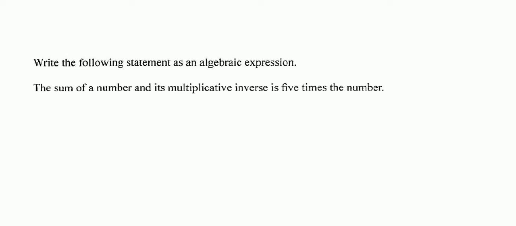Okay, so this part of the question, write the following statement as an algebraic expression. The sum of a number and its multiplicative inverse is 5 times the number. So let x be the number we're talking about. They said the sum of a number and its multiplicative inverse. So we are going to add a number and its multiplicative inverse. The multiplicative inverse of a number is 1 over that number. So this will be 1 over x.